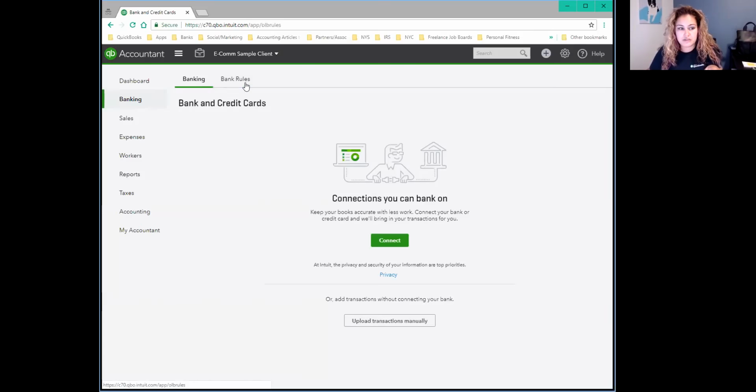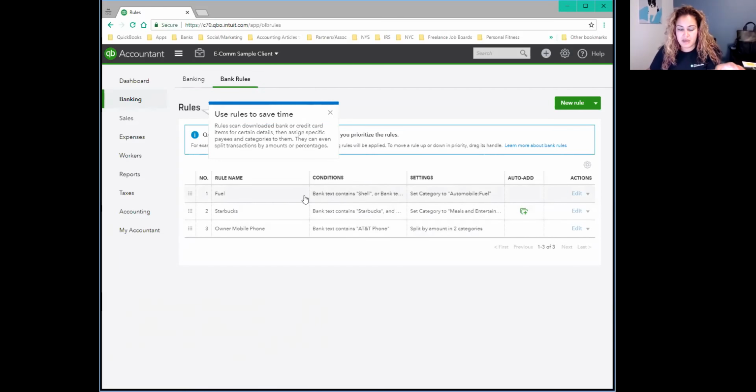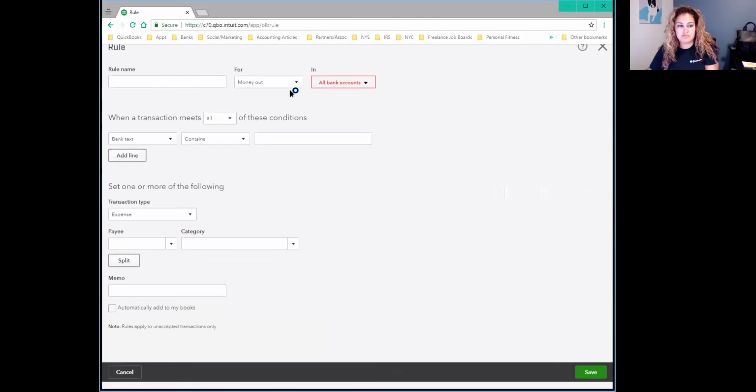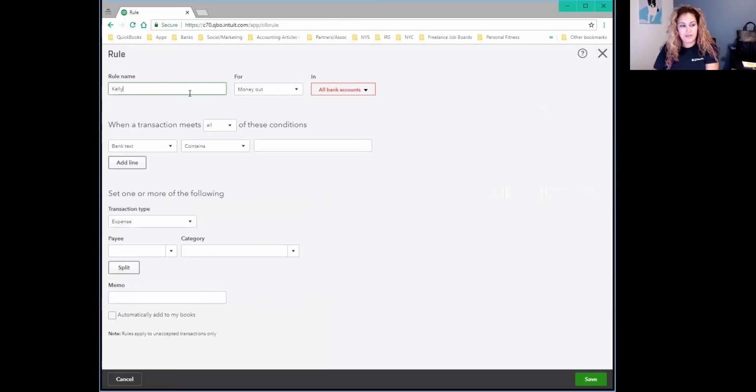So what this is going to do then with bank rules, and these are some general ones, is if you want it to do something every time it sees, let's say it's Kelly, right? My name is Kelly, I'm with Totally Booked. So if every time it sees Totally Booked in the actual transaction data from the bank, so we can say anytime that money leaves my bank, and we're going to use it for all accounts, and the bank text contains.